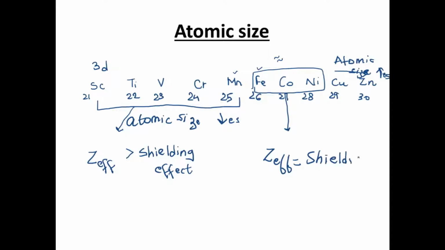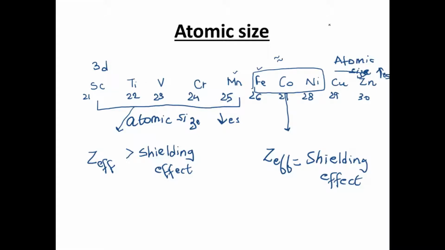This has all been studied and observed. So we have to just remember why their sizes are the same in spite of the atomic number increasing. So this is the explanation: effective nuclear charge is almost equal to the shielding effect. Now the question comes for copper and zinc. Atomic number is 29, 30. So why is atomic size increasing?